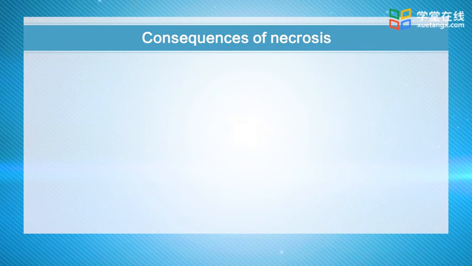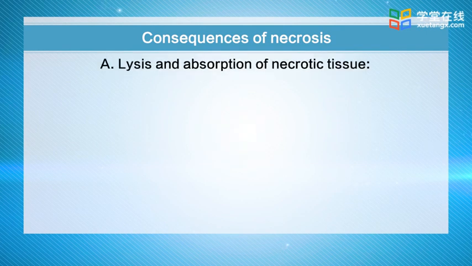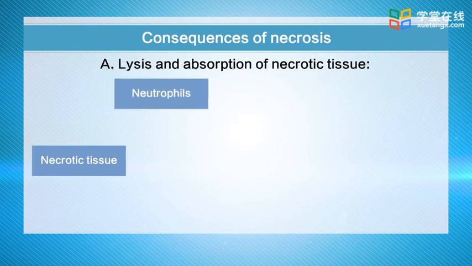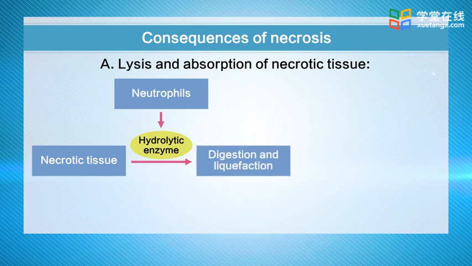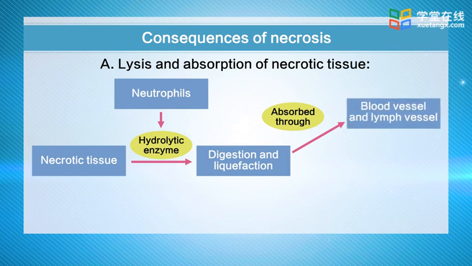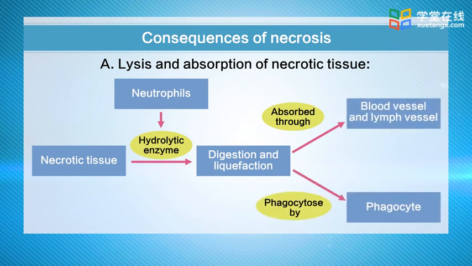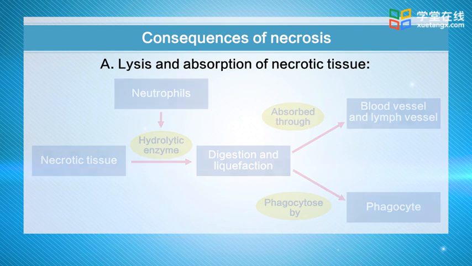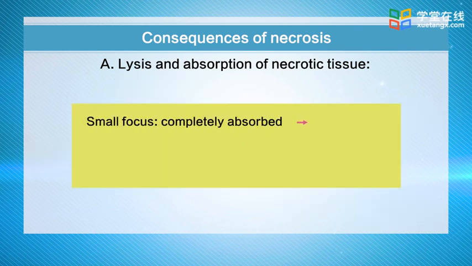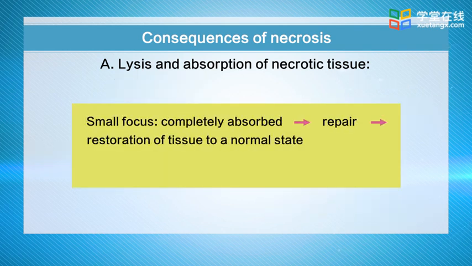Consequences of necrosis include lysis and absorption of necrotic tissue. Necrotic tissue induces inflammation. The infiltrated neutrophils release hydrolytic enzymes to digest the necrotic tissue. Then it can be absorbed through blood vessels and lymphatics or phagocytosed. Small focus can be completely absorbed. Big focus will leave a cyst.